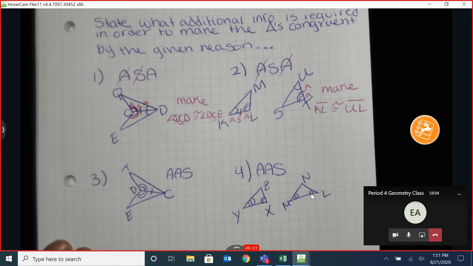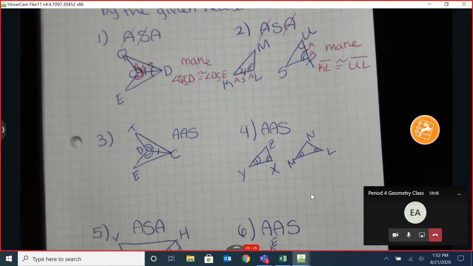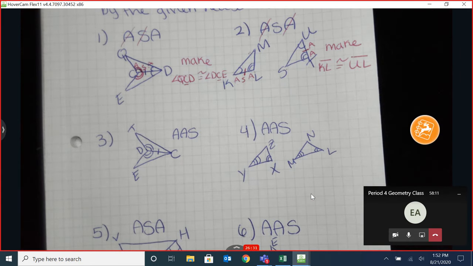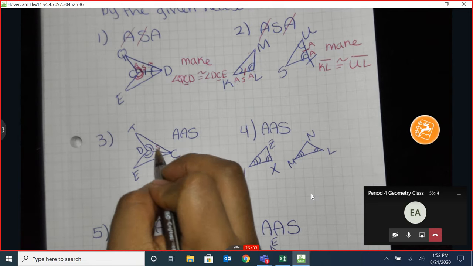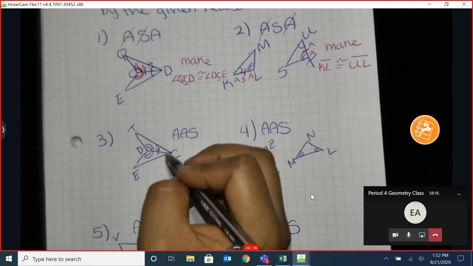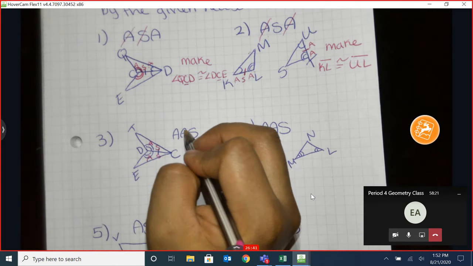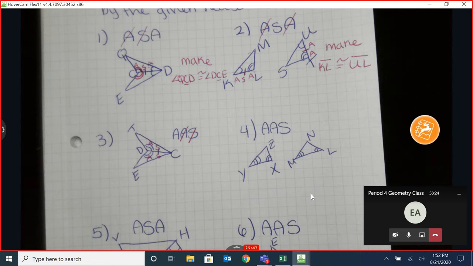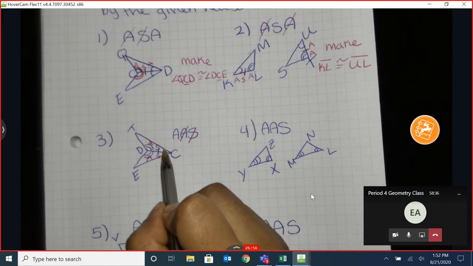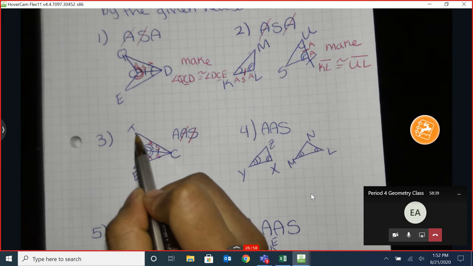The next one, number three, is asking us for angle, angle, side. Again, you look at the figure. What are you given? I see a side, DC, and I see this angle right here. Again, side and angle. So they gave you an angle and a side. What are you missing, guys? Notice that I'm crossing out what they gave me. So what is left that I'm missing? An angle. Should I put in my angle at the C, which is being shared, or at the T and the E?